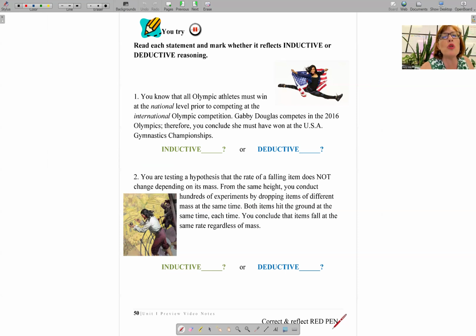Keywords here: Olympic athletes must win at a national level prior to international. Gabby competes. The fact that you start with the truth and you apply it to a specific situation, Gabby Douglas, that is deductive reasoning. You apply a truth. You're testing a hypothesis.